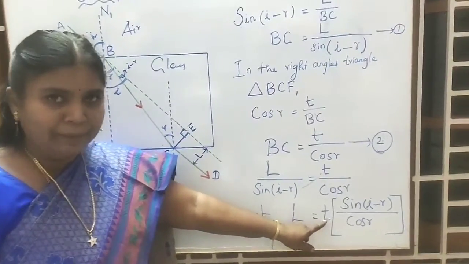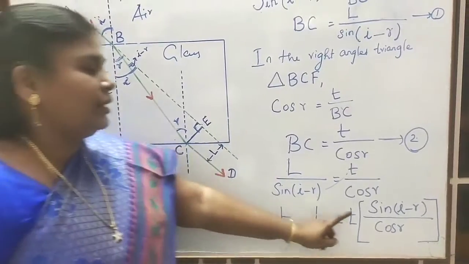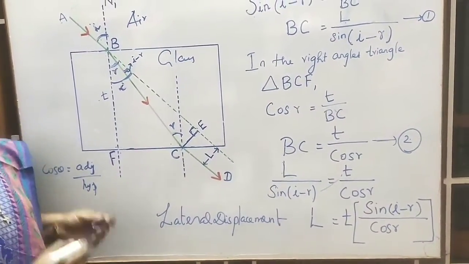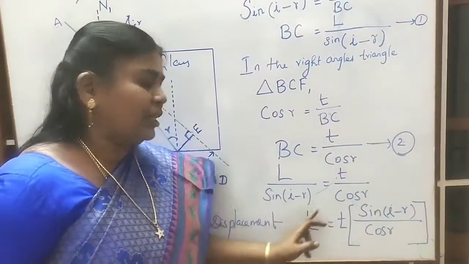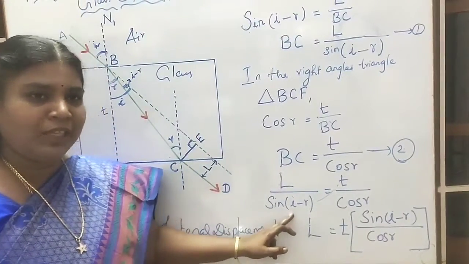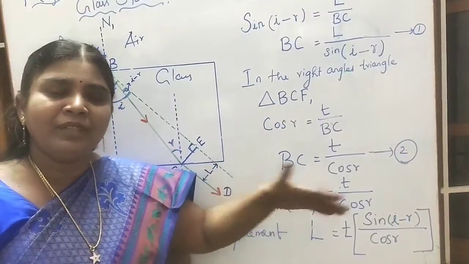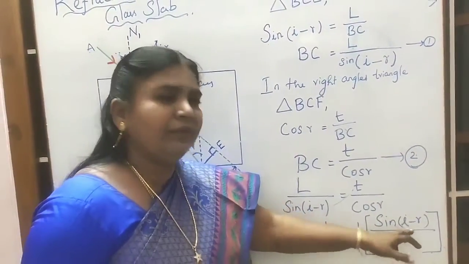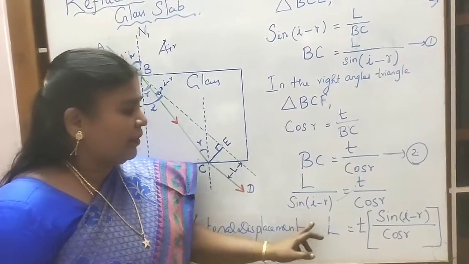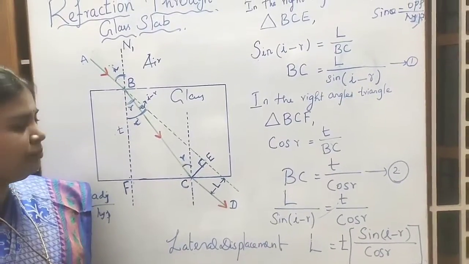See, it depends on T. T is the thickness of the slab, and it also depends on the angle of incidence. If the thickness increases, L also increases; they are directly proportional. So if the thickness of the slab is greater, then the lateral displacement will be more. Similarly, if the angle of incidence is more, then the lateral displacement is also more. So it depends on these main factors, and also on the refractive index of the medium.